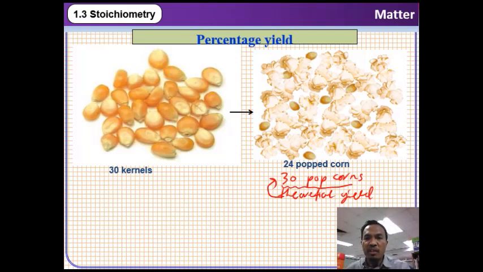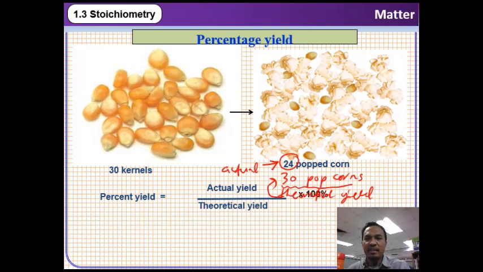However, only 24 popcorn are produced from the kernels. So this is the actual amount of popcorn that you obtain. So, what is the percentage yield? Percentage yield equals actual yield divided by theoretical yield times 100. So, percentage yield is 24 divided by 30 times 100, equal to 75%.